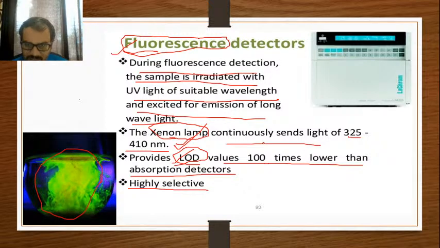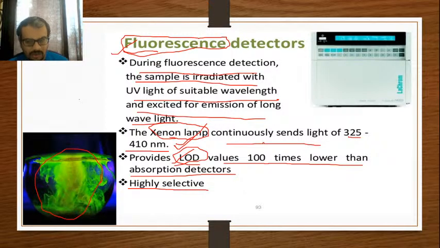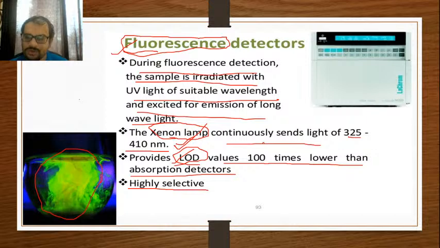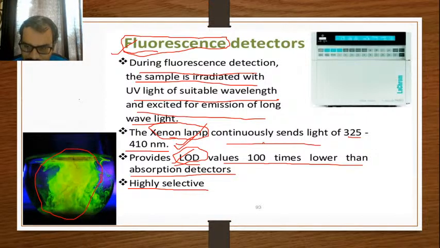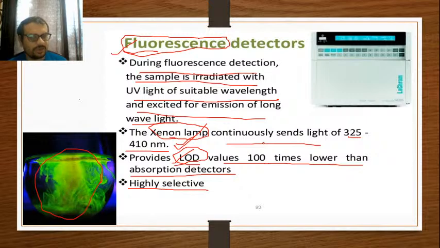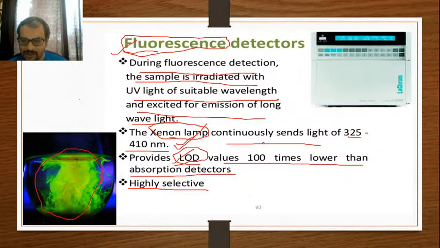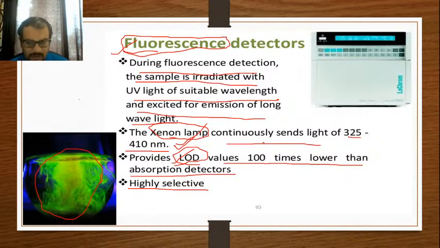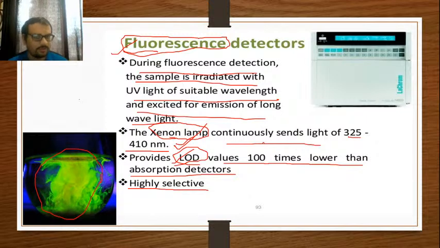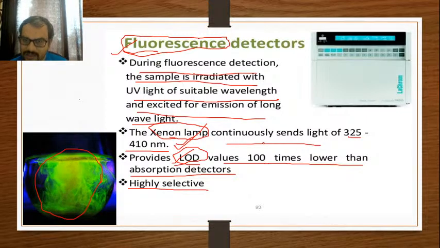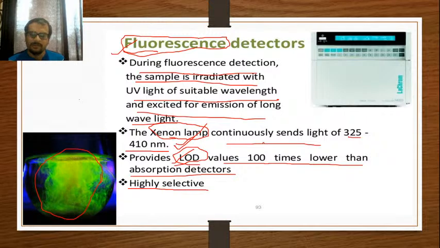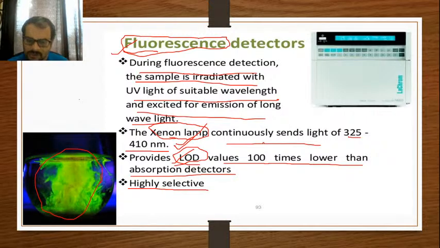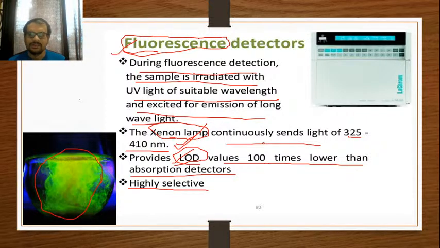Now, in the case of fluorescence detectors, not every compound will show you the emission property, as he has said. A fluorescence detector needs fluorescent molecules, and most of the organic compounds are non-fluorescent in nature. That's why the chemical properties limit the use of the fluorescent detector as compared to the absorption detectors. Okay.